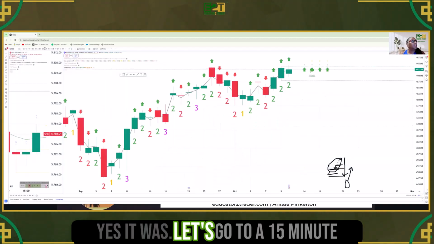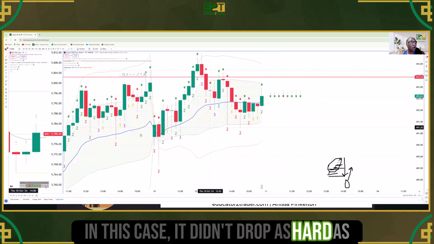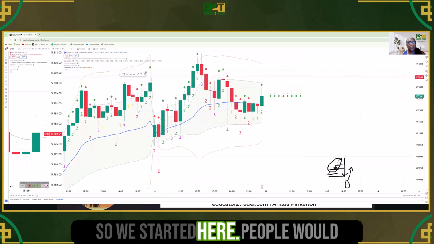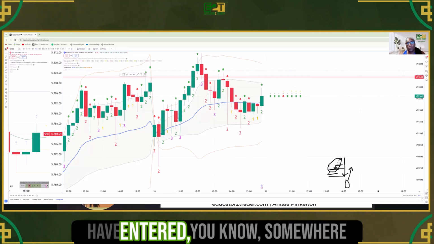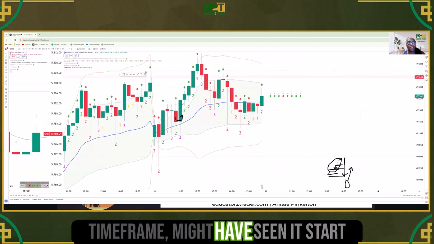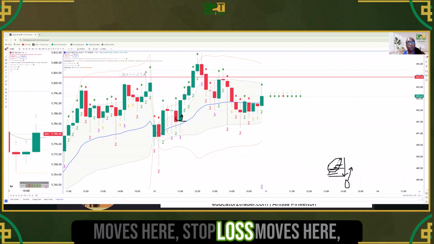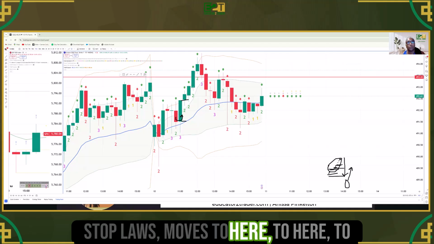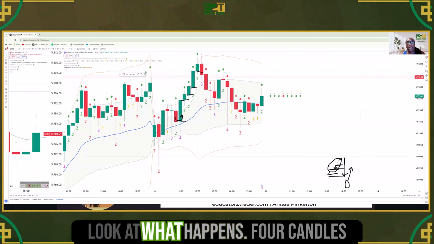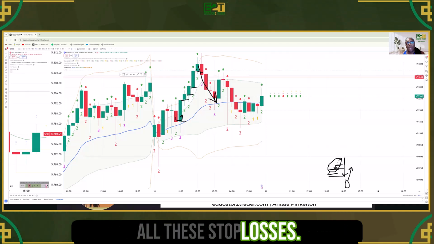Yes, it was. Let's go to a 15-minute chart. In this case, it didn't drop as hard as that, but the same thing happened. So we started here. People would have entered somewhere around in here. If they were on a different time frame, they might have seen it starting to go up. So you enter, stop loss moves here, stop loss moves here, to here, to here, to here. It gets up here to a 2-3, and look at what happens. Four candles, drop right back down and take out all these stop losses.